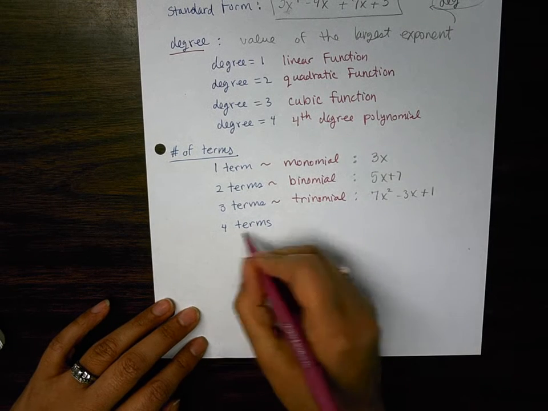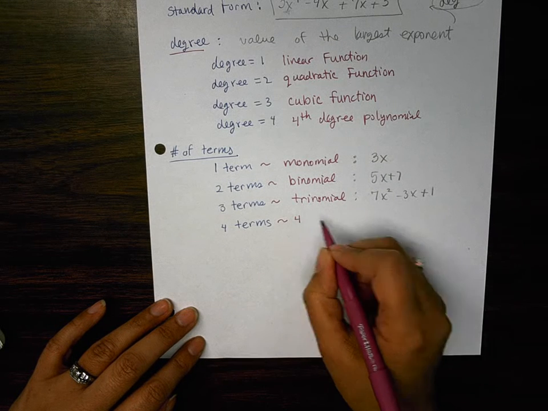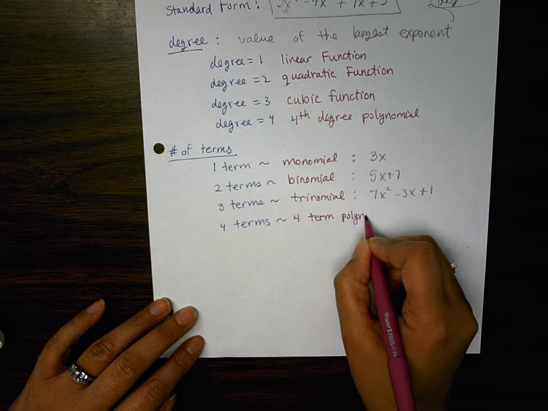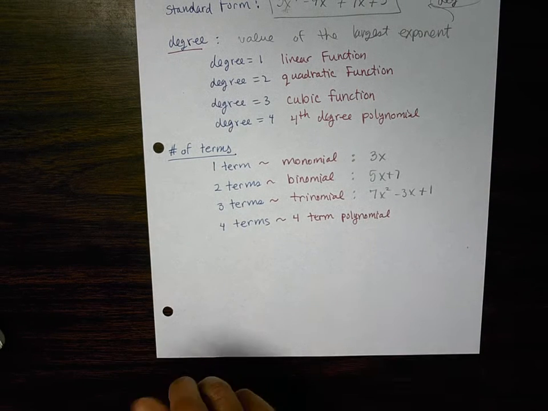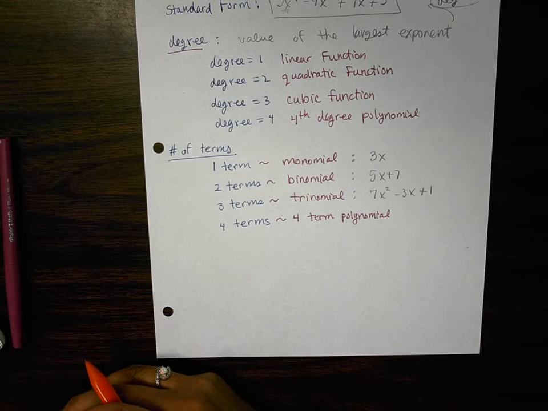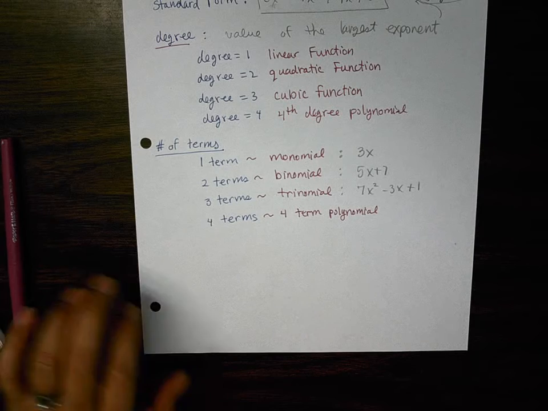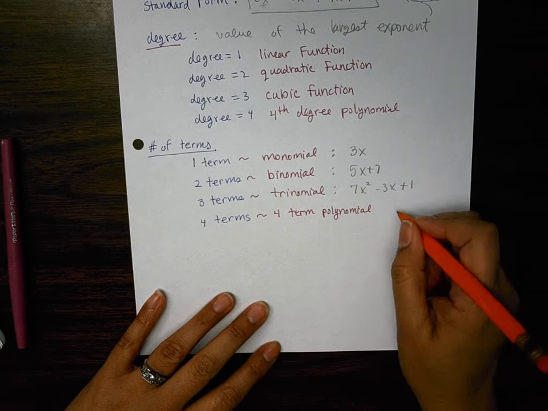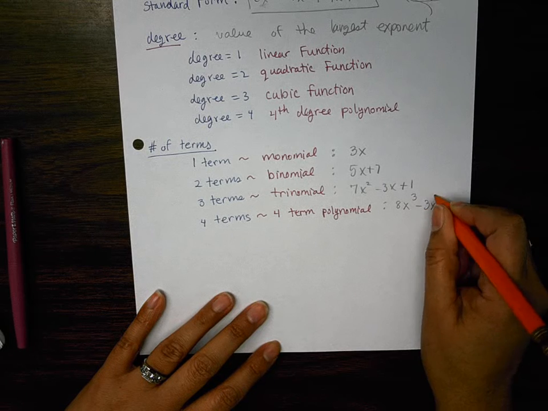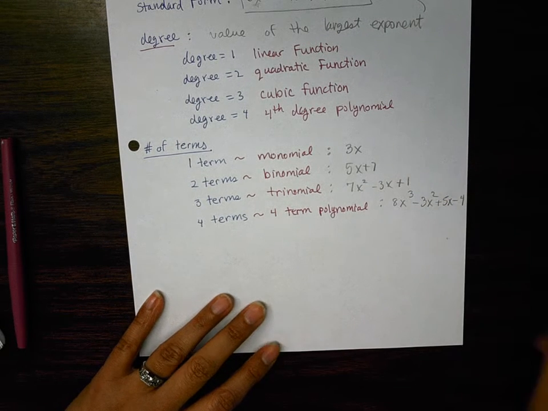Just like with the degrees, we only have the special name for the first 3. After that, you just use its number. So there's no special name here. It would just be a 4-term polynomial. Quadrinomial, yeah, that was it. 5-term polynomial, 6-term polynomial. One of those would look something like this: 8x cubed minus 3x squared plus 5x minus 4.